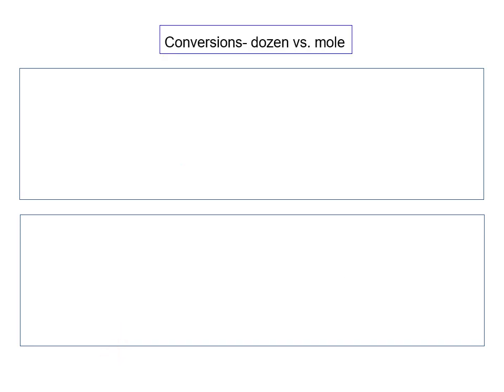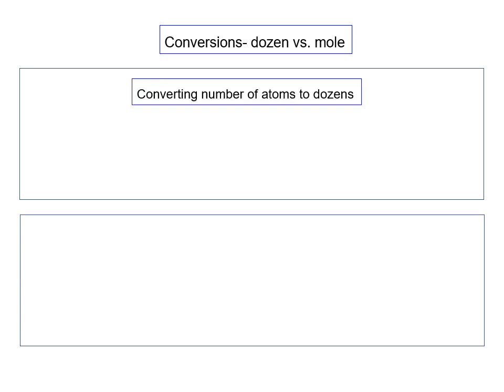All right, so now what we're going to do is look at the conversion between dozens and moles, or comparing them, but this time we're going to go in reverse. So now we're going to start off with number of atoms and convert it to dozens. On the previous slide, we went from dozens to number of atoms. So now we're going to convert 48 atoms to dozens of atoms.